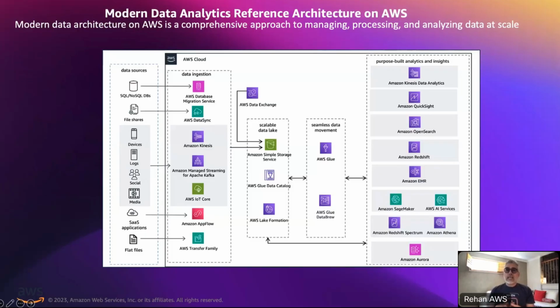So Lake Formation, as part of building that data lake, also helps you centrally manage the security, access control, and auditing of audit trails of who's accessed the data. So it provides that governance layer on top of your data lake.